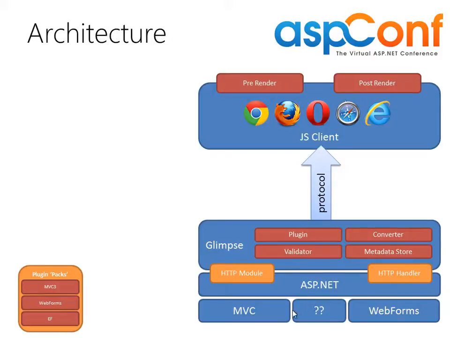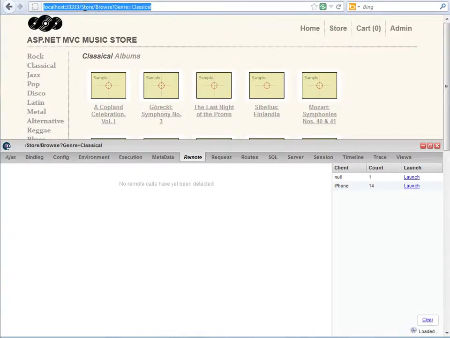Below that, we have individual implementations for MVC and web forms that have tabs that are specifically helpful for those development environments. Out of the box, we have an in-memory metadata store. Our converters, out of the box, we don't have very many converters. They're there as an extensibility point for our end users. Our validators, out of the box, we have many. The most common one that you've seen is what you see when you go to glimpse.axd.